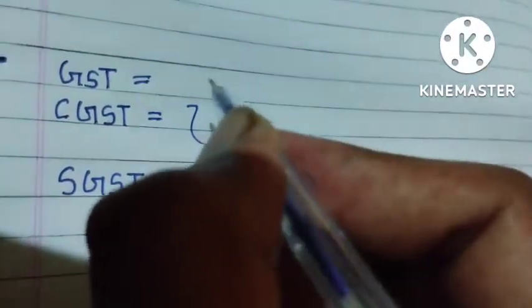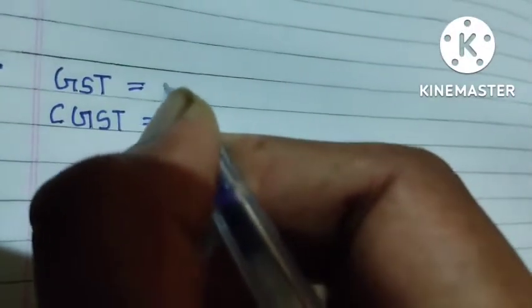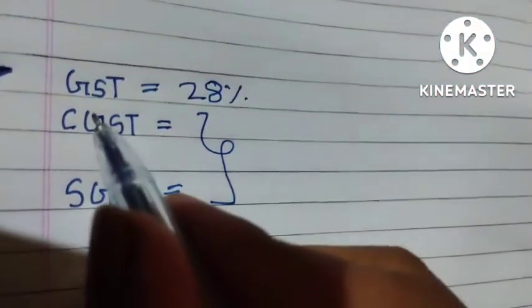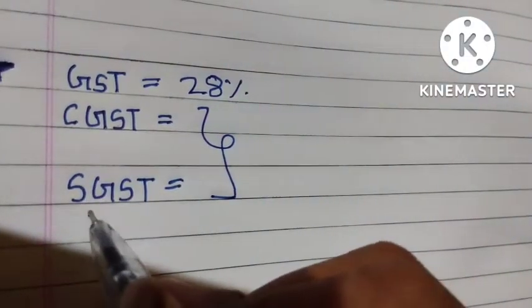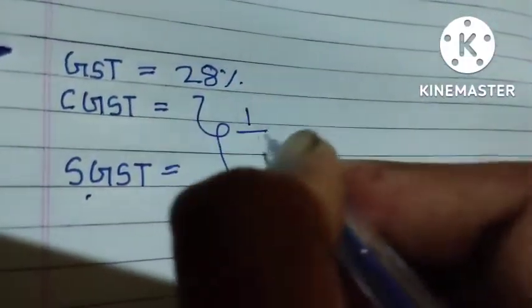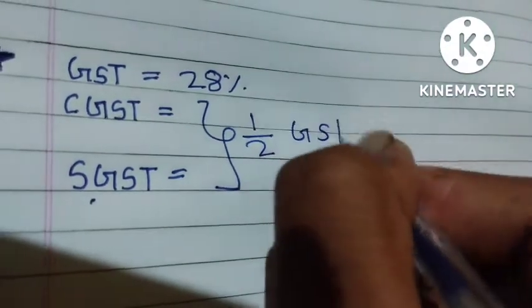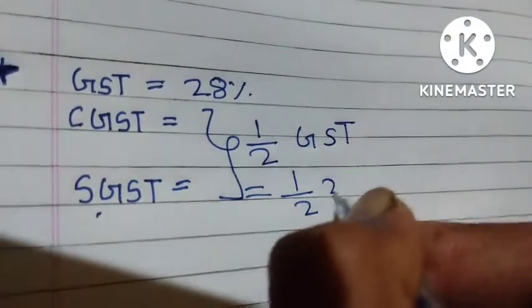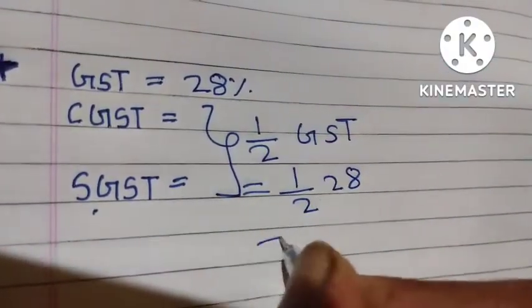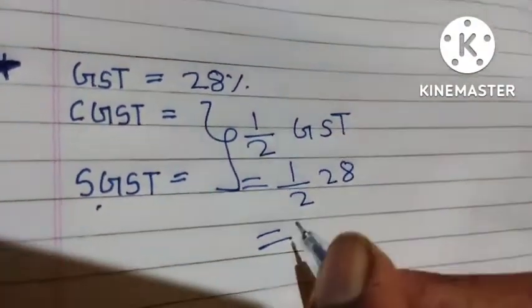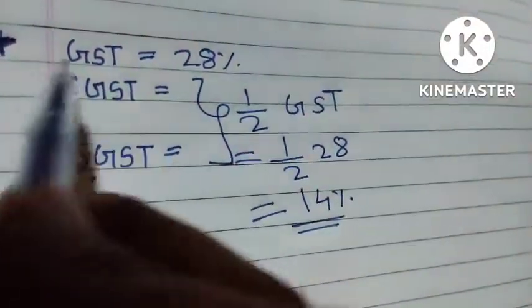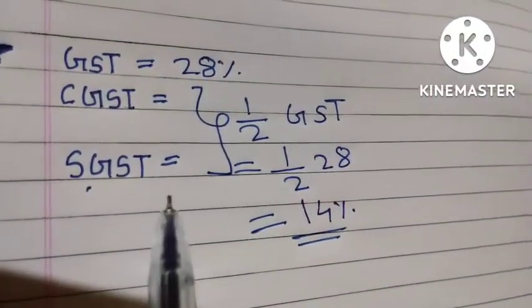So, let's consider that the rate of GST was 28%. So, the rate of CGST and SGST is 1/2 of the GST. So, 1/2 of the 28, 14% will be the rate of CGST and the rate of SGST.